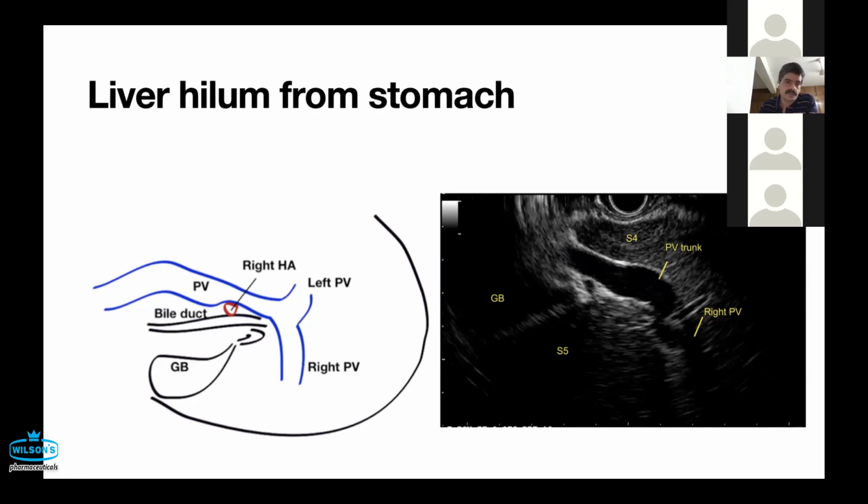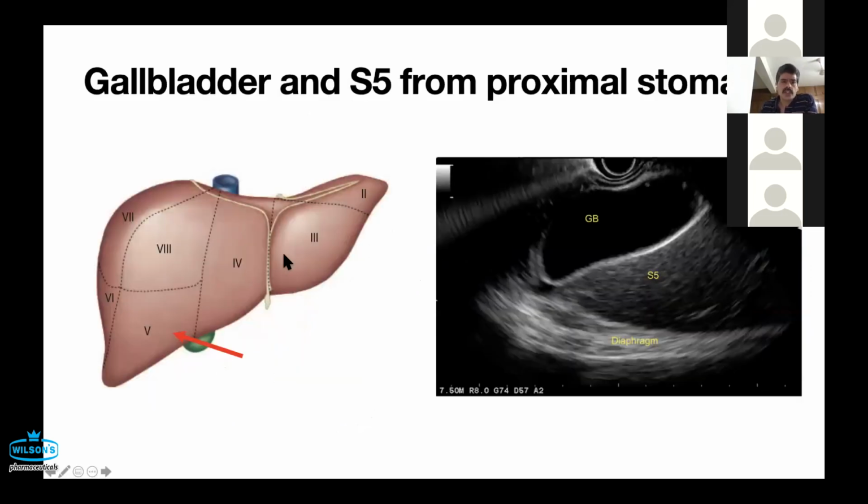We can also see the gallbladder from the proximal stomach. Now, how is that possible? Because once you are beyond the G junction in the proximal stomach and you lift the probe up, you are looking into the patient from below up. You are looking into the liver from below up, and like this you can see the gallbladder.